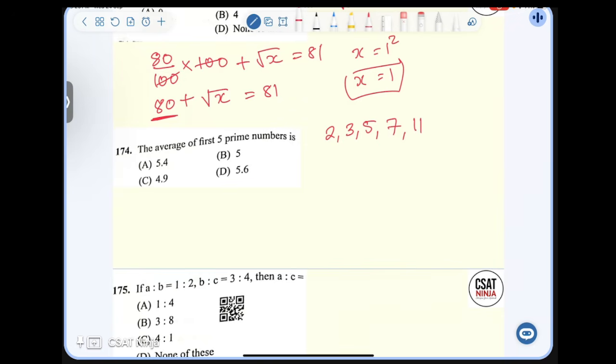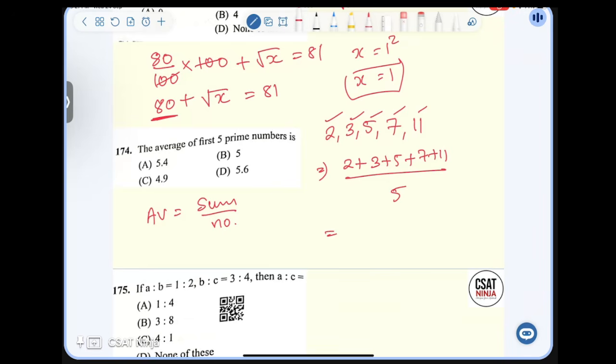Yeah. The average formula was the sum of the terms divided by the number of terms. So let's sum the terms here: 2 plus 3 plus 5 plus 7 plus 11, divided by how many terms? 1, 2, 3, 4, 5. So which means we have 5 there.